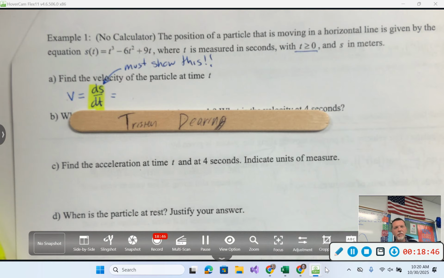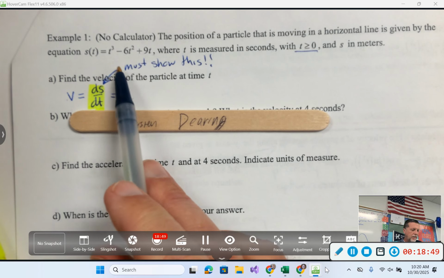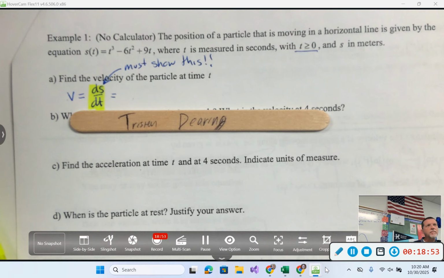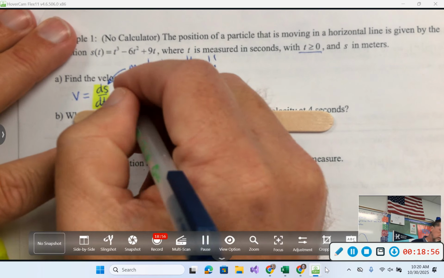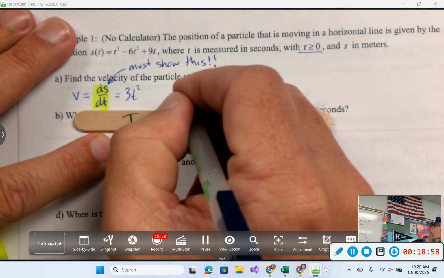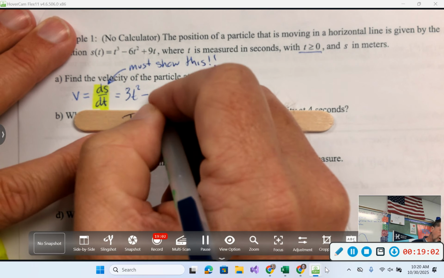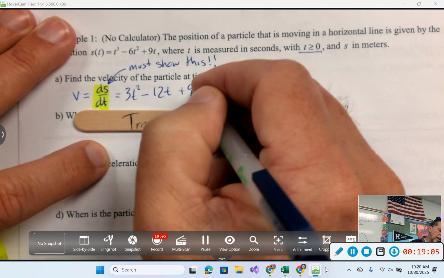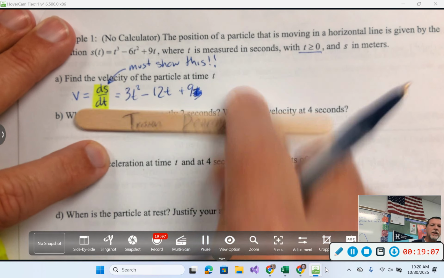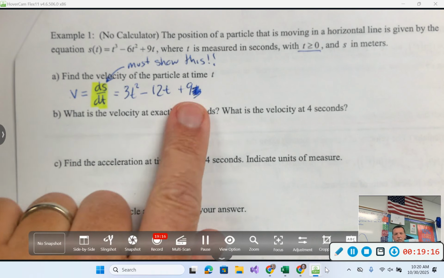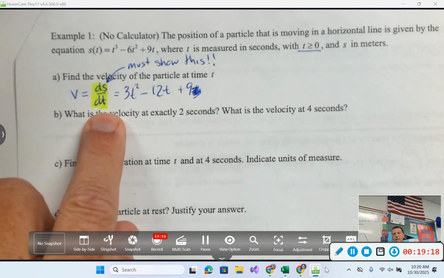Which I bet Tristan can do for us. What's the derivative of t cubed minus 6t squared plus 9t? 3t squared minus 6t plus 9. Think about that middle term again. There you go, minus 12t plus 9. You said plus 9, and I wrote the wrong thing. So we take a derivative of position to get velocity. And again, that's an easy one, but you have to show that v is ds dt.